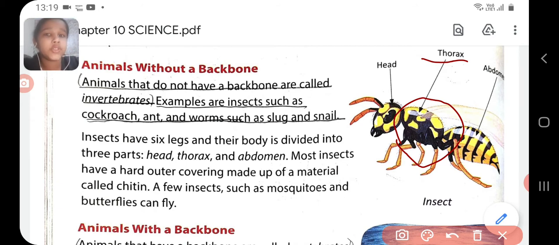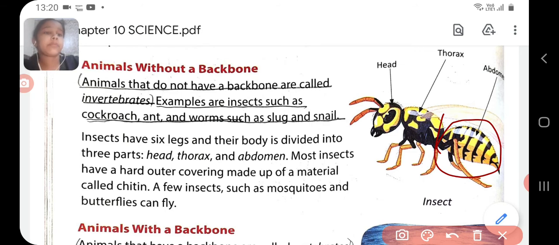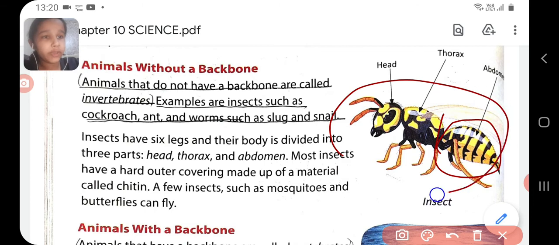What is the abdomen? Let me tell you. This part is called the abdomen, and this full picture is of a honeybee. What is this? A honeybee. Okay. Now, let's study.